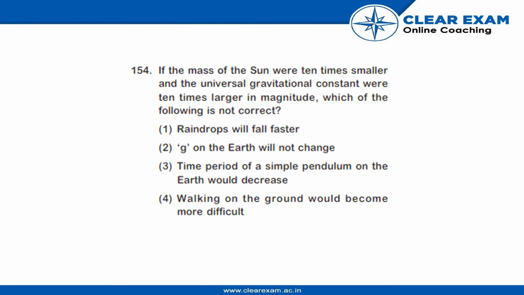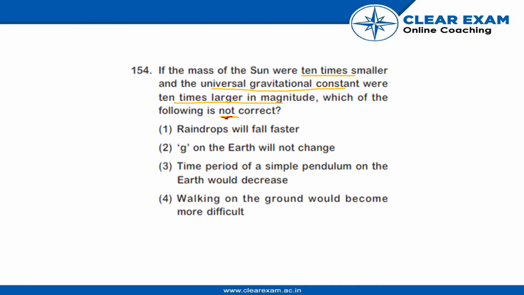Students, we would be discussing this question and its solution. The question says, if the mass of the sun were 10 times smaller and the universal gravitational constant were 10 times larger in magnitude, which of the following is not correct? We have to tell among the four which is not correct.